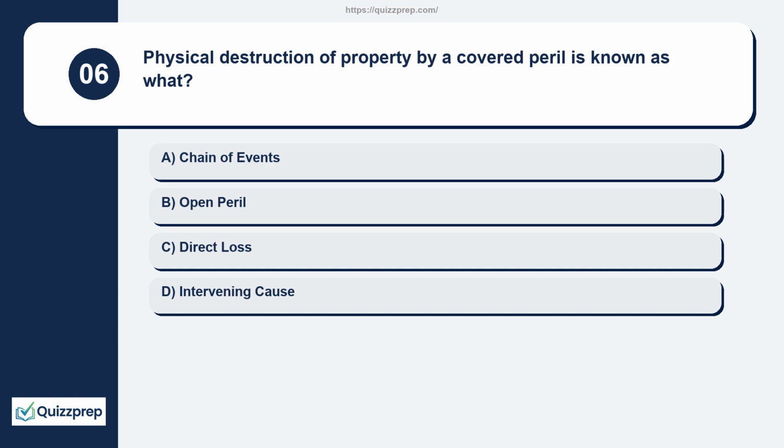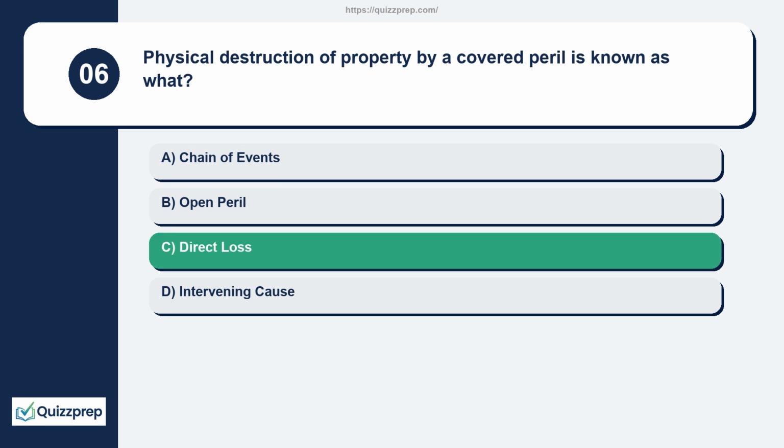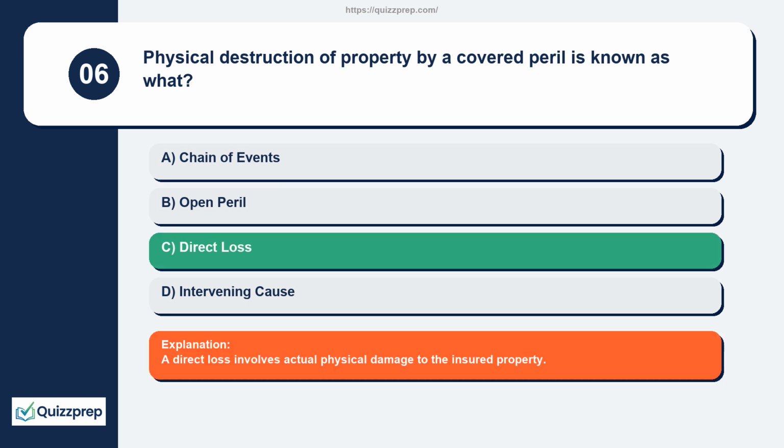Question 6. Physical destruction of property by a covered peril is known as what? Chain of events, open peril, direct loss, intervening cause. A direct loss involves actual physical damage to the insured property.